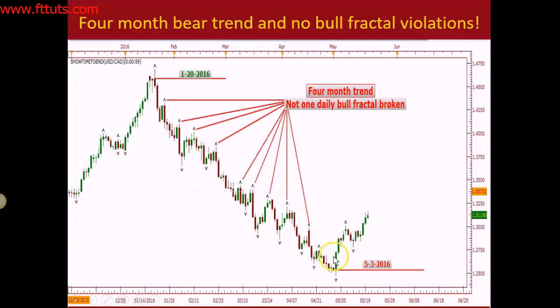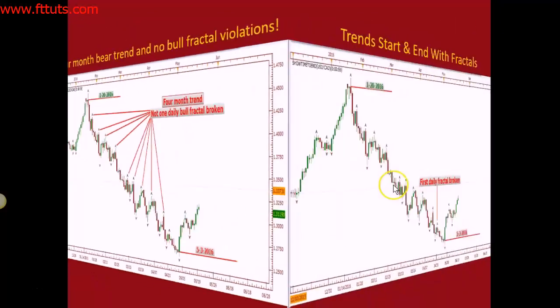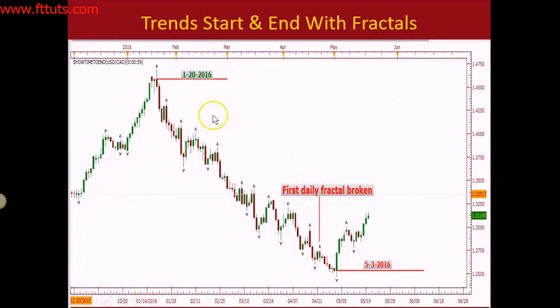This trend started, it's a bear trend. It started with this fractal first, which is a bull fractal. This bull fractal was not violated. The trend started to the downside. This trend ended with this bear fractal. This bear fractal was not violated. The market went to the upside, violating bull fractals. Started the first bull fractal violation right there. Again, the trend starts and ends with the fractal.